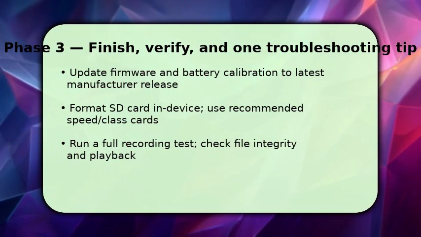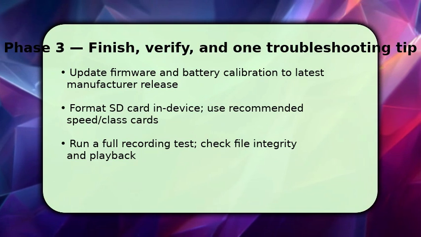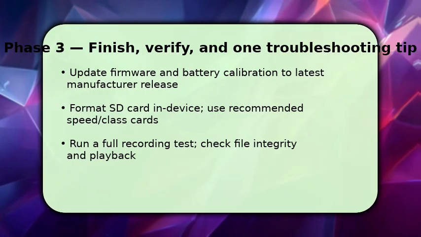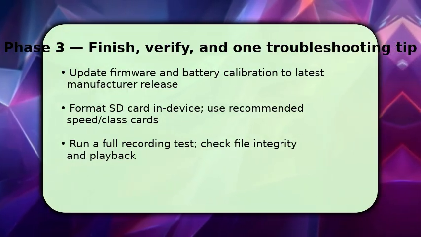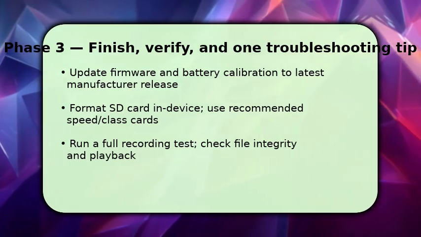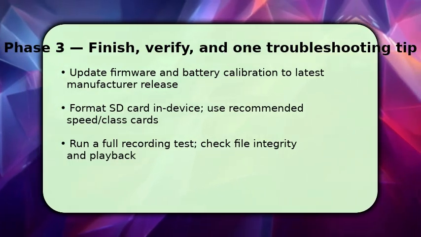To finish, update firmware and perform a battery calibration if available. These fixes resolve many odd bugs. Then format the SD card in the recorder and use the manufacturer's recommended card speed and class. Corrupted media often mimics hardware failure.